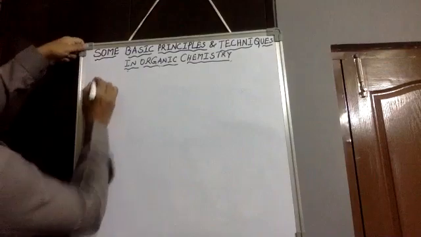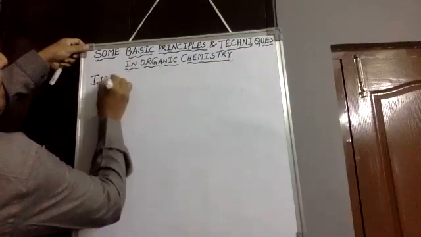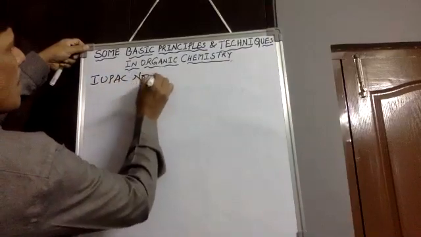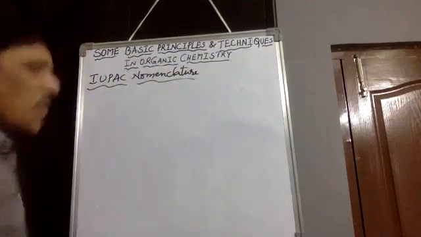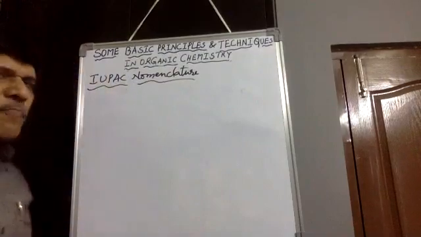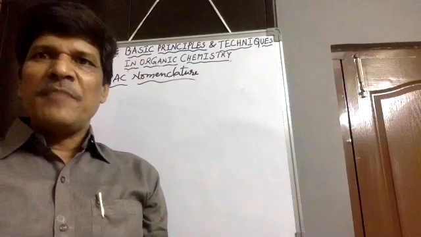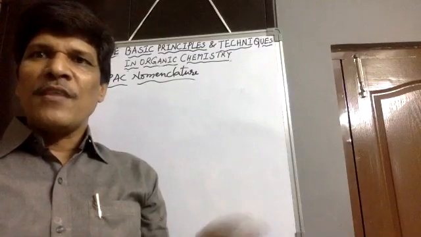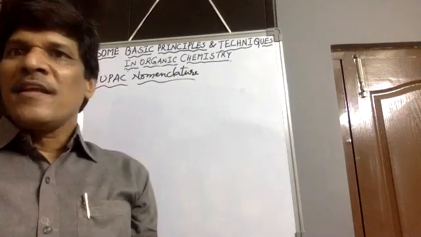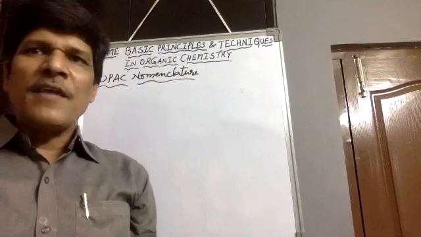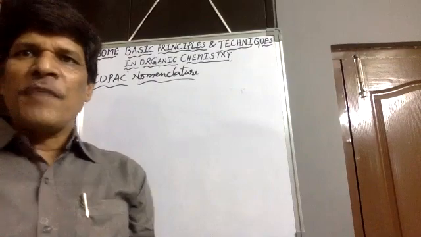Next, let me take IUPAC nomenclature. When we come to the International Union of Pure and Applied Chemistry nomenclature, that is accepted. The language may be Kannada or Telugu or German or French, but the nomenclature of an organic compound has to be universally the same. That is called IUPAC nomenclature. For understanding every compound, we go with IUPAC nomenclature.